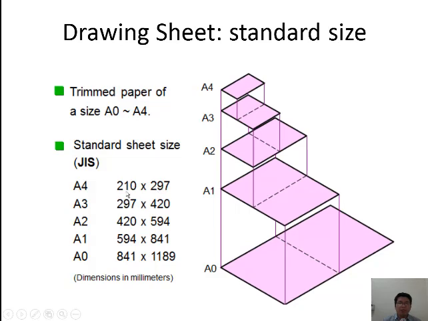If we double the size of A4, we have A3. So what does it mean? A3 will be 297 times 420. If we keep this and multiply by 2, this one becomes 594, then we have A2. If we keep 594 and multiply by 2, we have 841. Similarly for A0, we keep this and multiply this one by 2, then we have 841 times 1189. All of these dimensions are in millimeters.